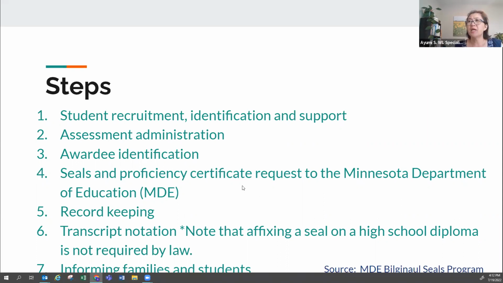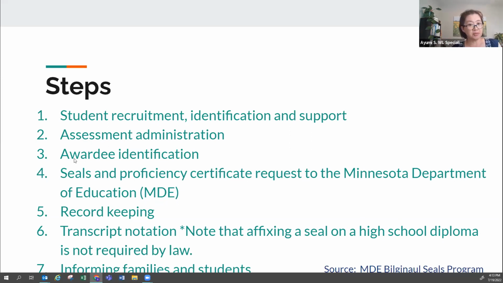So I have identified 7 big buckets in order to implement Minnesota bilingual seals. Those are all written up here. The first step is, of course, student recruitment and then identification. And then the second piece is, once you identify the students, you administer the assessment.